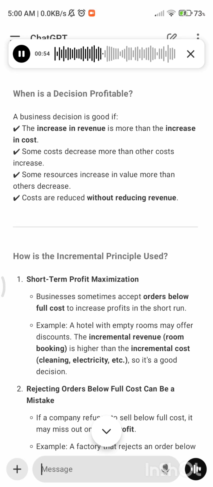When is a decision profitable? A business decision is good if the increase in revenue is more than the increase in cost. Some costs decrease more than other costs increase. Some resources increase in value more than others decrease. Costs are reduced without reducing revenue.